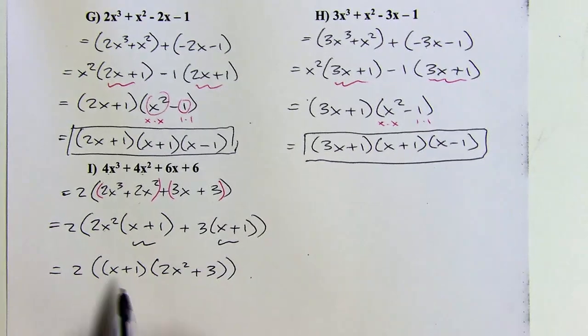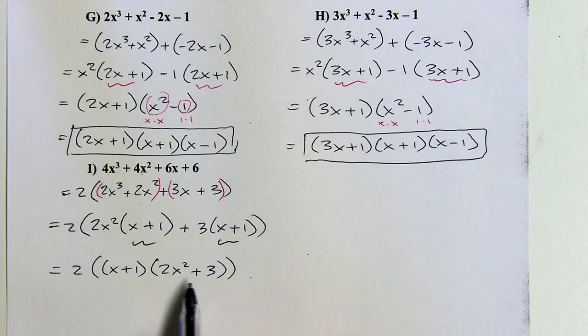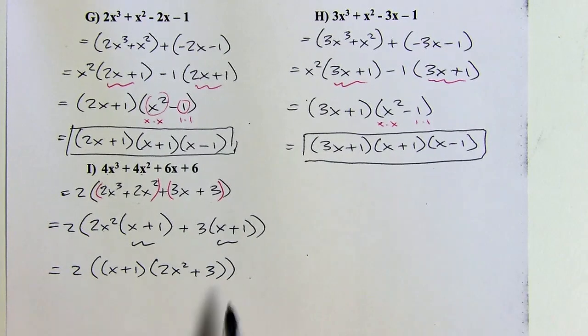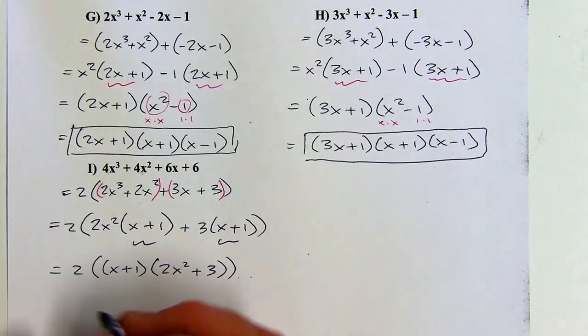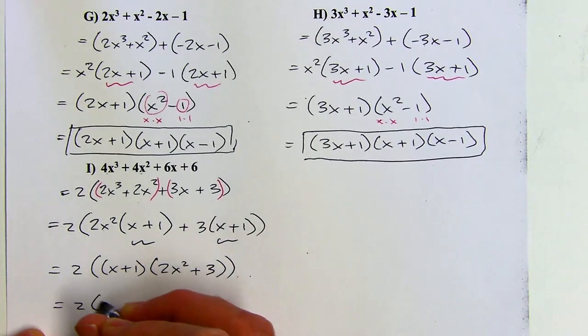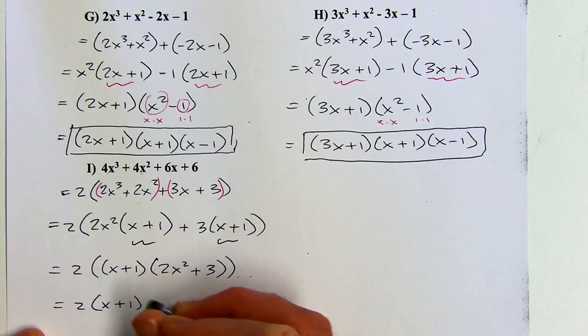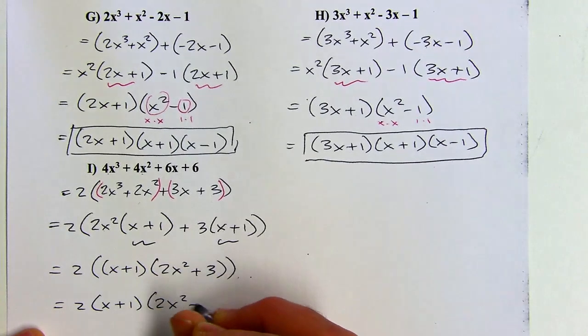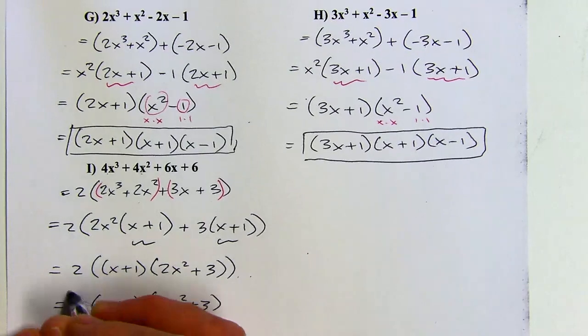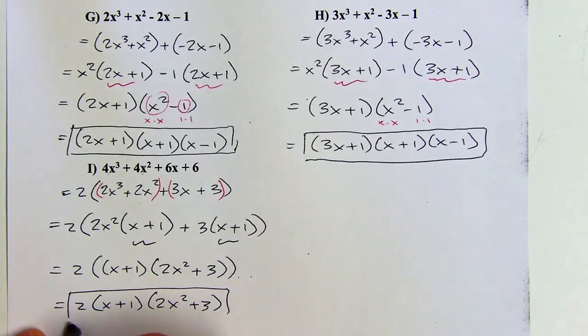Okay, now I'm looking at both of these groups. This is not a difference of squares. There's no common factors anymore. So we're actually finished here. And you don't really need this second set of parentheses anymore. It wouldn't be wrong if you wrote it, but I'm just going to write it like this for my final answer. And there we go. That's completely factored.